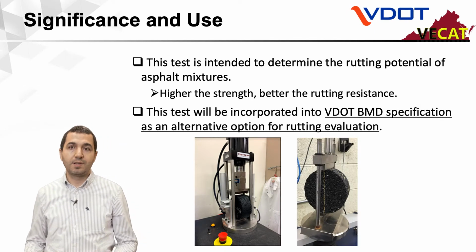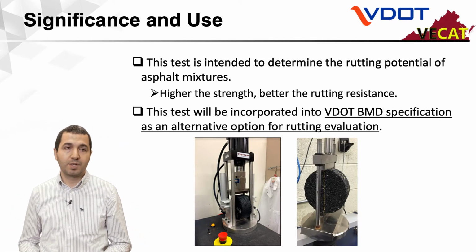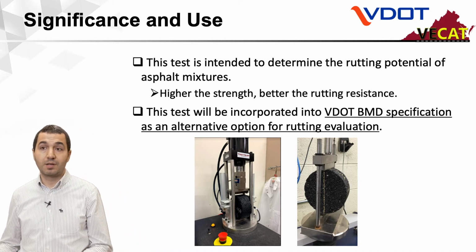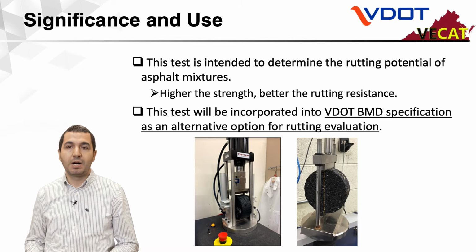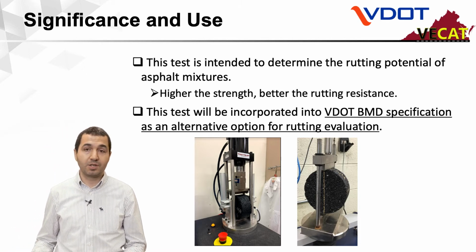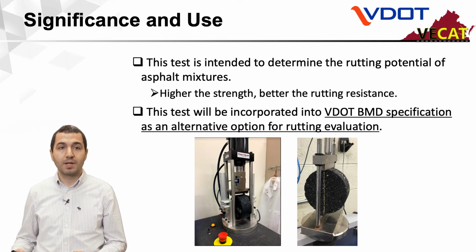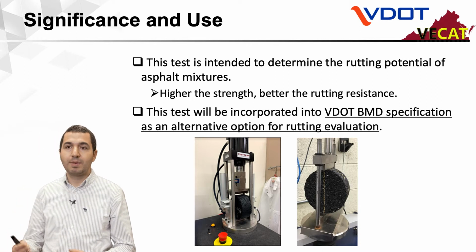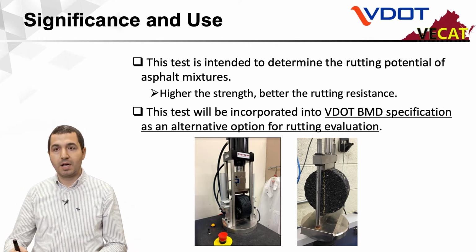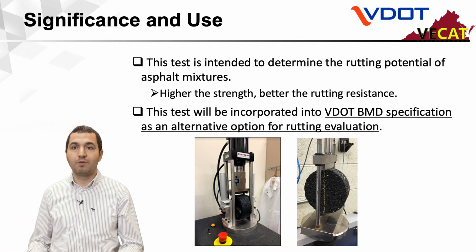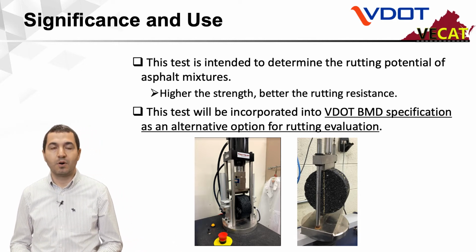This test method is intended to determine the rutting potential of asphalt mixtures. The higher the strength, the better the rutting resistance. This test method will be incorporated into the VDOT BMD specification as an alternative option for rutting evaluation, an alternative to APA. So the spec will have the APA test as well as this test, and I'll cover in the next presentation the IDEAL-RT test that would also be listed there as an alternative option for rutting evaluation.